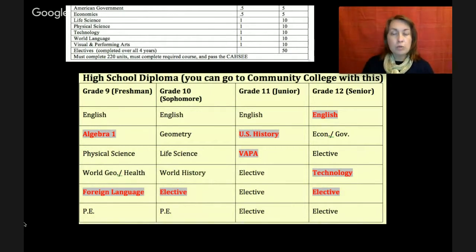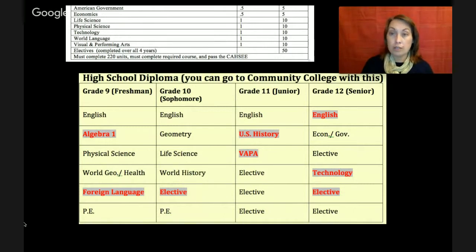But mostly, I just want you to know what you should be taking so you can have that conversation with your counselor if there is a mistake on your schedule. But it doesn't have to exactly look like this chart. This is just a suggestion of how the classes could be laid out. Now let's take a look at what the requirements are to attend college.